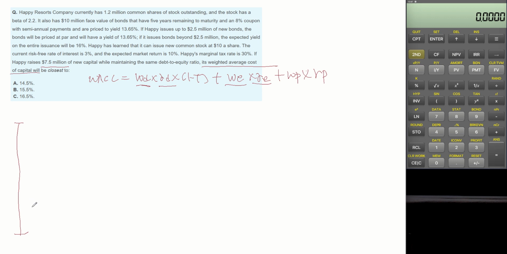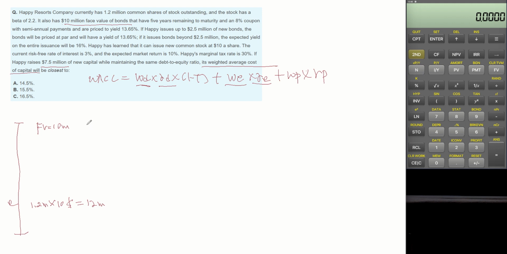The company currently has 1.2 million shares of stock at a price of $10. So the stock market value becomes $12 million. And the company also has $10 million face value of bonds that have 5 years remaining to maturity and an 8% coupon with semi-annual payment.